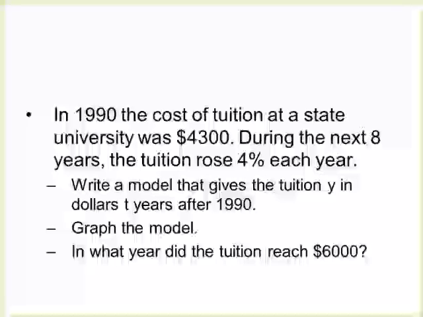So in this one, 1990, state tuition is $4,300. During the next 8 years, tuition rose 4% each year. When it gives that parameter of during the next 8 years, and the last question said during the next 5 years, what that means is this model is really only a good predictor for a certain amount of time.